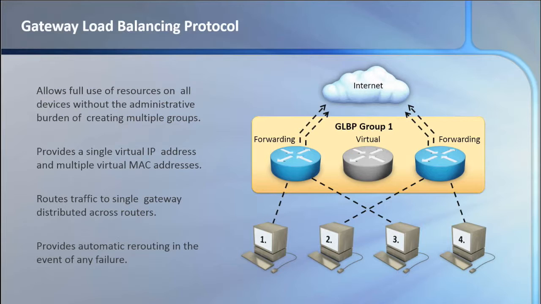So here's GLBP. This is what I was describing. It allows us to use all of our resources without the administrative burden of creating multiple groups. What you saw with HSRP, to get load sharing, I had to create different groups for different VLANs. Mark says, does that run on routers or switches? Both. A lot of times they're showing you pictures of routers, but in most customer networks, HSRP is going to be a layer 3 switch. GLBP could be a layer 3 switch. Just depends on what your environment is.